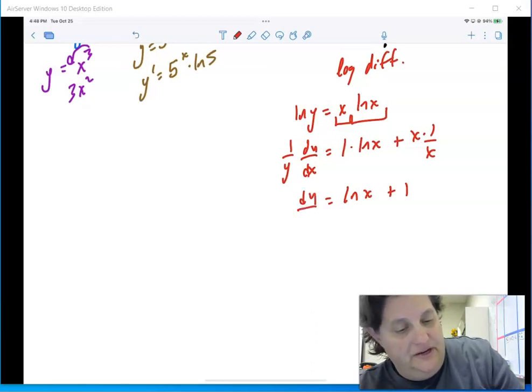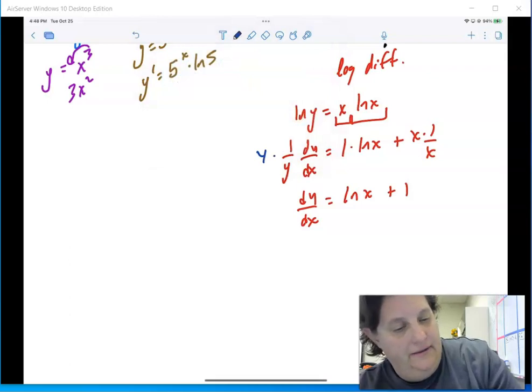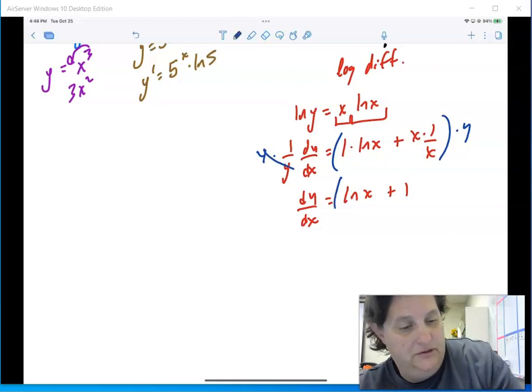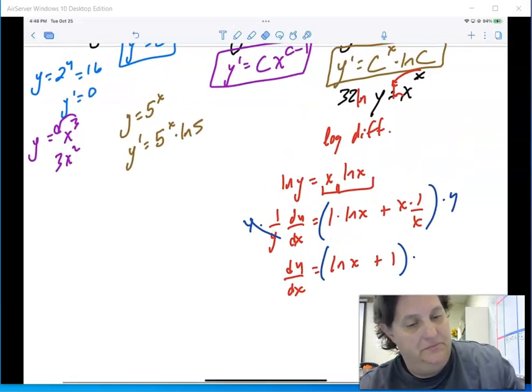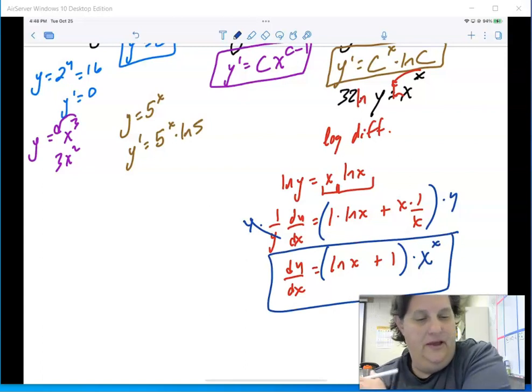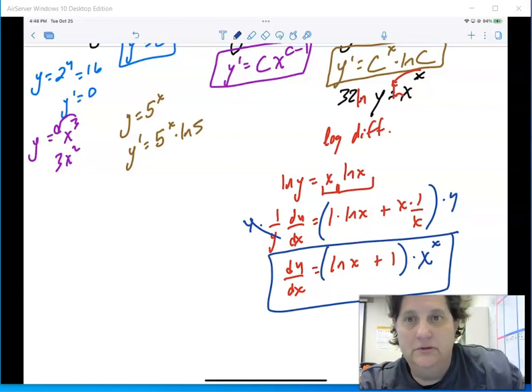So to solve for dy dx, I basically, though, just have to multiply y on the other side. Now, I've seen multiple choice problems where it just puts times y, like I've seen that. I've also seen problems where it's put times x to the x, because that's what y is. Okay, so that one's tricky, but hopefully you know all of the other rules.